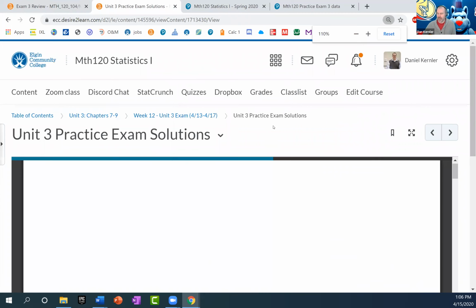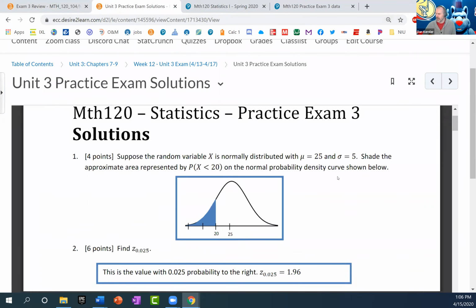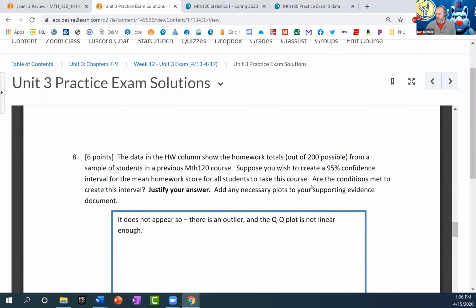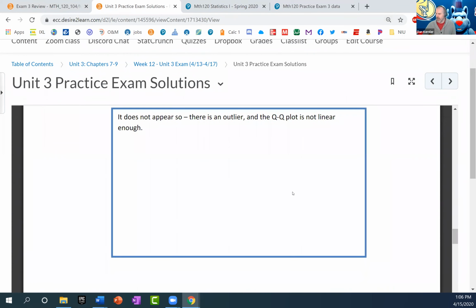Let's take a look and see what I said when I made the key solutions here. Let's see what I said. Curious if I'm consistent or not. Hey, it does not appear so.